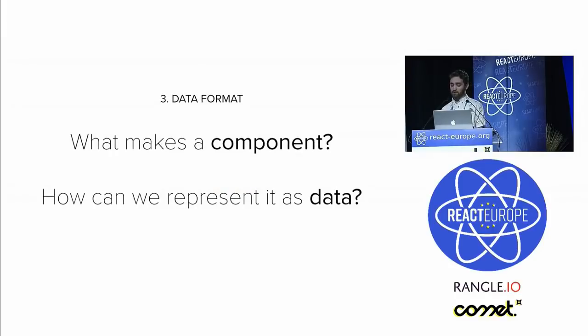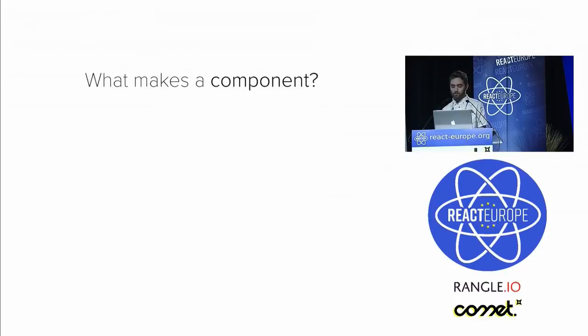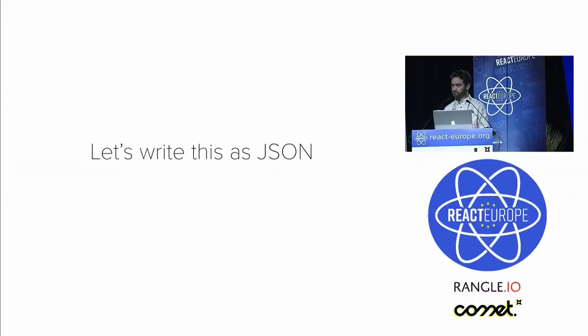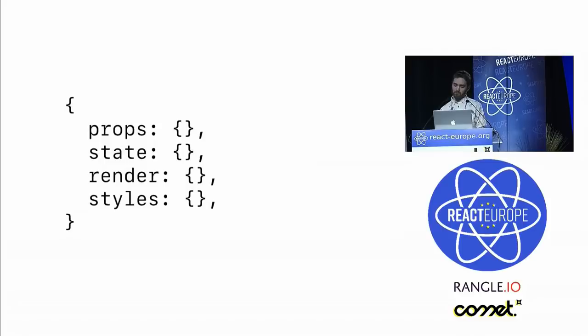What makes a component, and how can we represent it as data? Well, couple things. Components have props, so input parameters. They have state. They have a render function, which is the render logic and the element hierarchy. And they have styles, flexbox layout, color, background, etc. So if we're going to turn this into a data format, let's just try writing it as JSON. A simple skeleton of this might look like this. Might be props, state, render, and styles.